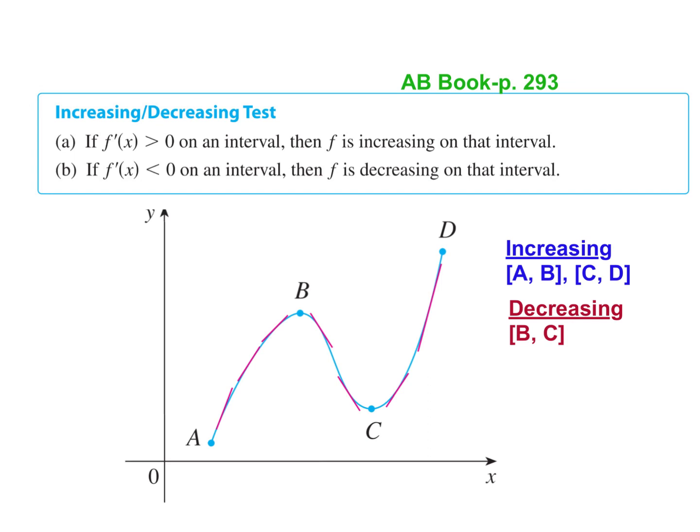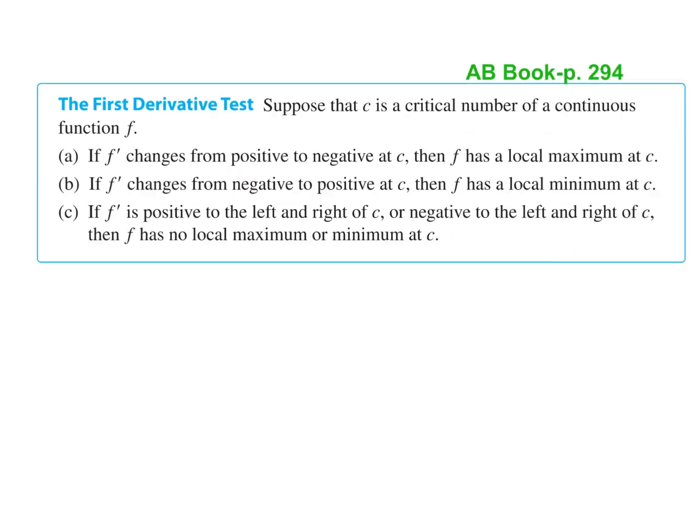Okay. So that's how you can identify from a graph where it's increasing, whether or not that slope is positive or the slope is negative. And that's how this correlates to this test. This is also from the AB book. This is the first derivative test.